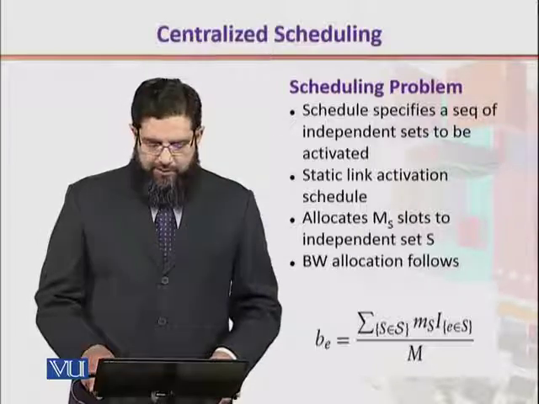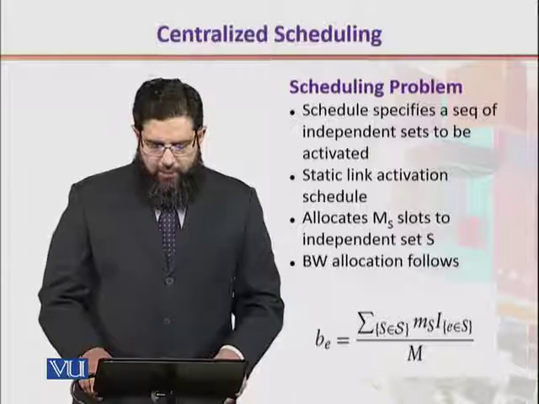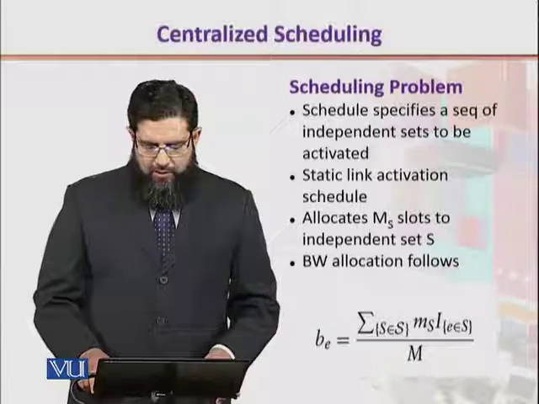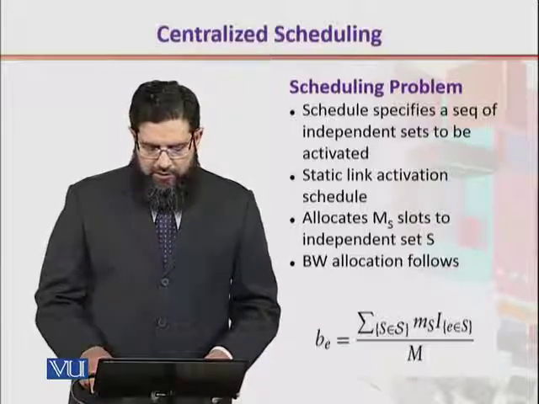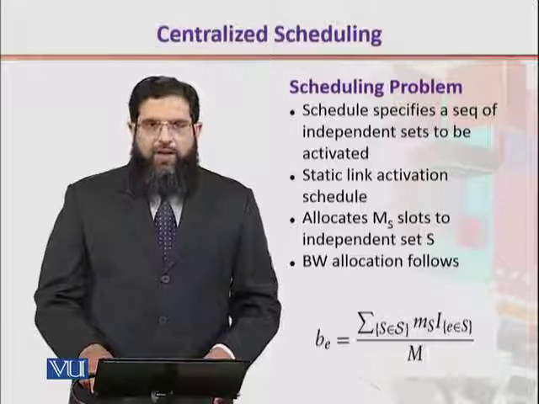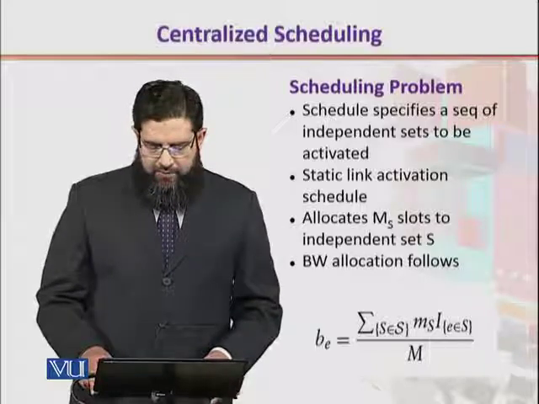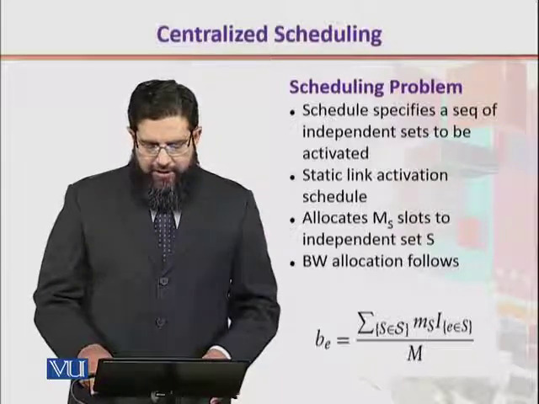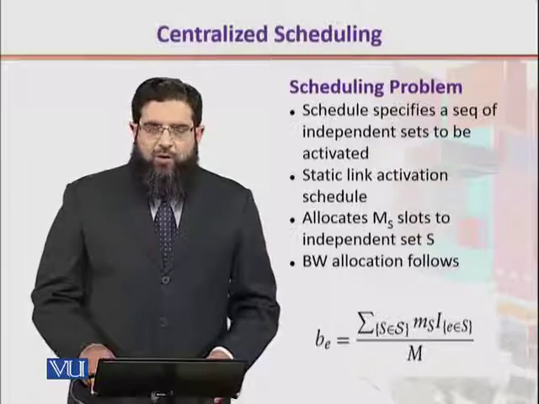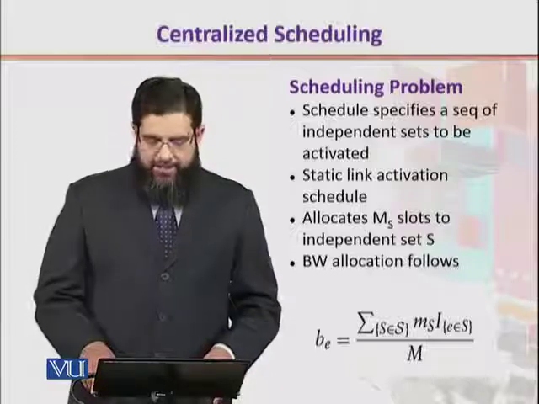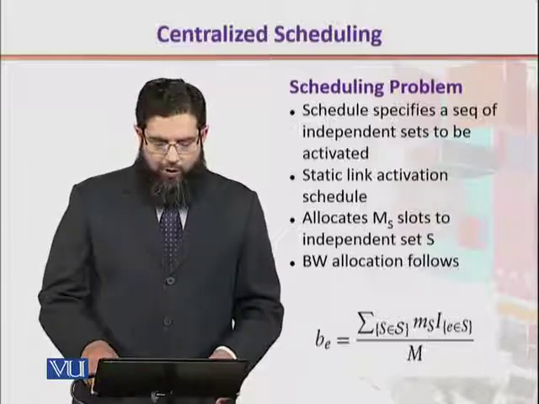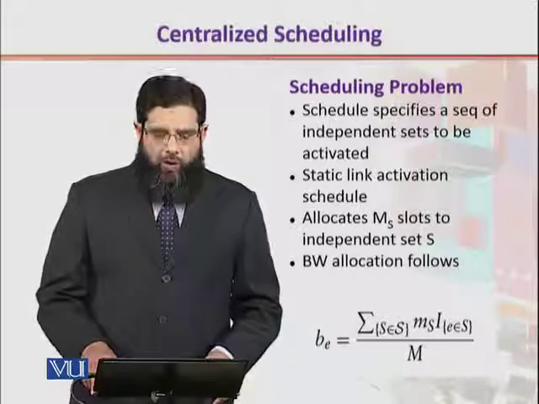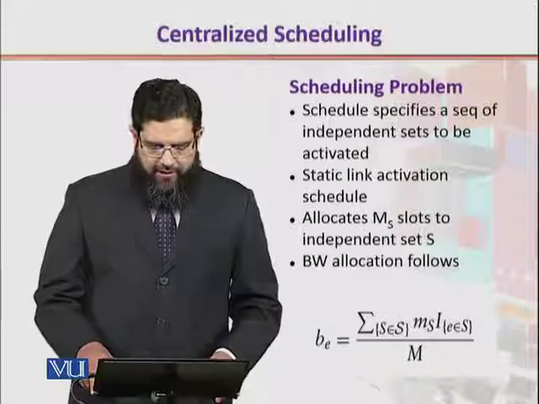The bandwidth allocation for, say, a certain flow E is given by the summation for all the time slots for an independent variable I, which is divided by the total number of slots. So it means the slot allotment for the independent set divided by the total number of slots is going to determine the effective bandwidth availability for an independent set, say E.